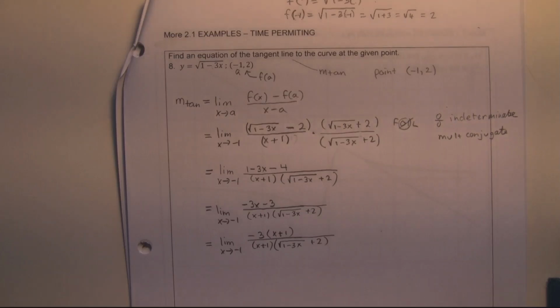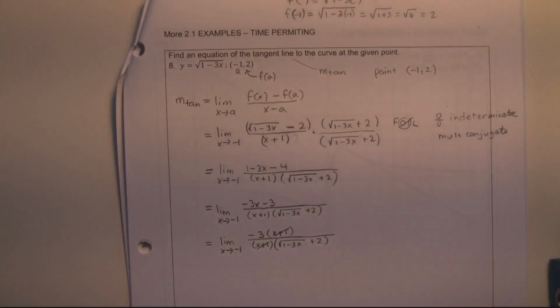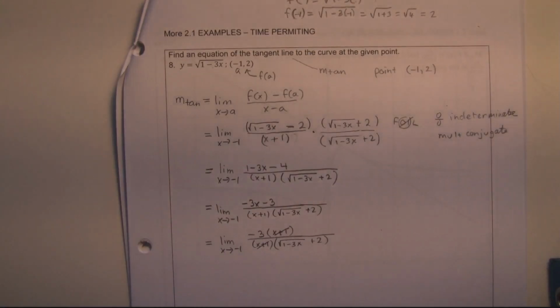And now the x plus 1s cancel out. And now if I substituted, the part that made the denominator 0 is gone. And so it canceled with the numerator.